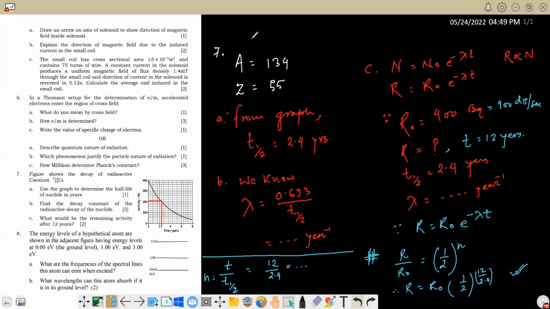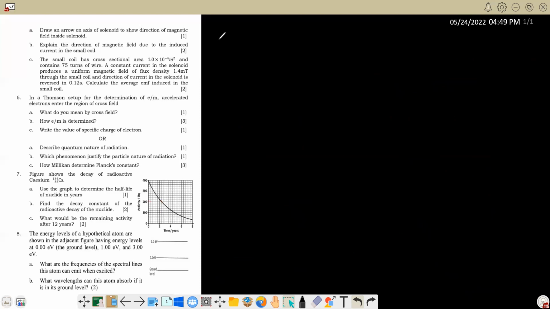Okay, let me erase this all and I will move on to another question, the last question of group B. So let us look at question number 8. The energy level of the hypothetical atom is given in the adjacent figure: 0 electron volt, 1 electron volt and 3 electron volt. What are the frequencies of spectral lines that the atom can emit when it is excited?